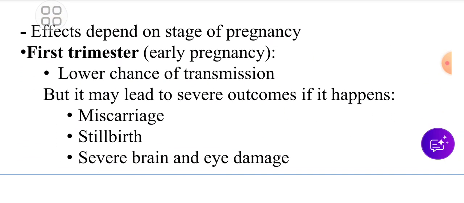The effects of the infection depend on the stage of pregnancy. In the first trimester, that is to say the early pregnancy, there will be a low chance of transmission. But on the other hand, this may lead to severe outcome if it happens. So the chance of transmission is low in the first trimester, but the consequences will be very grave or serious if the infection occurs. That may lead to miscarriage, stillbirth, severe brain and eye damage.